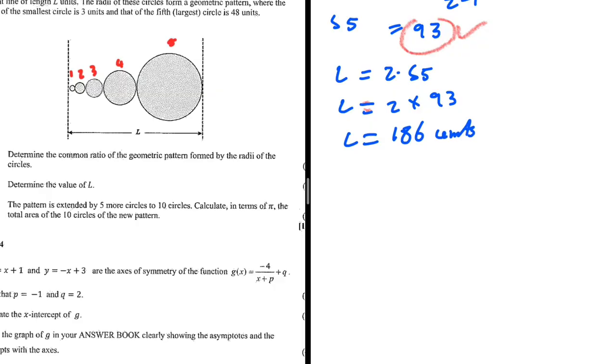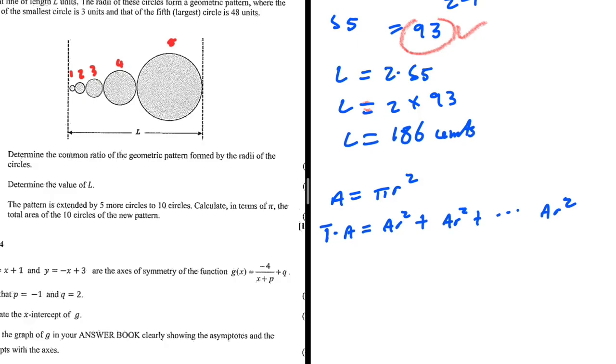But what is the equation for an area of a circle? Well, the area is equal to pi r squared, and we are looking for the area of the first 10 circles. So how can we go about that? Well, the total area will be equal to the area of the first circle plus the area of the second circle up until the area of the last circle.